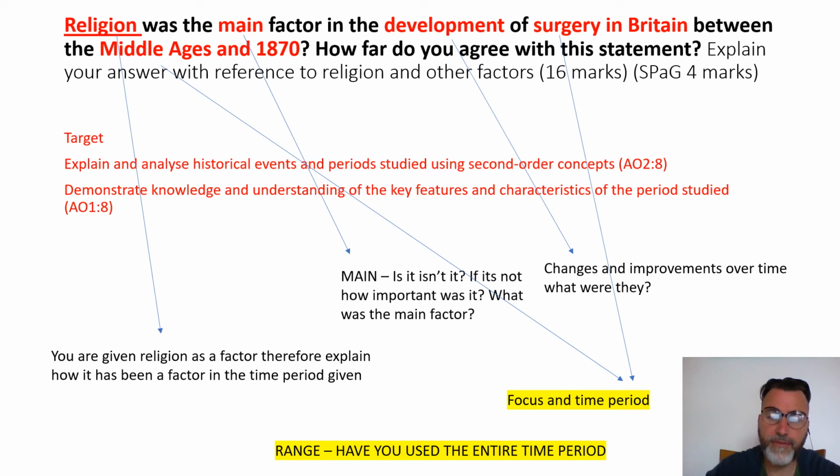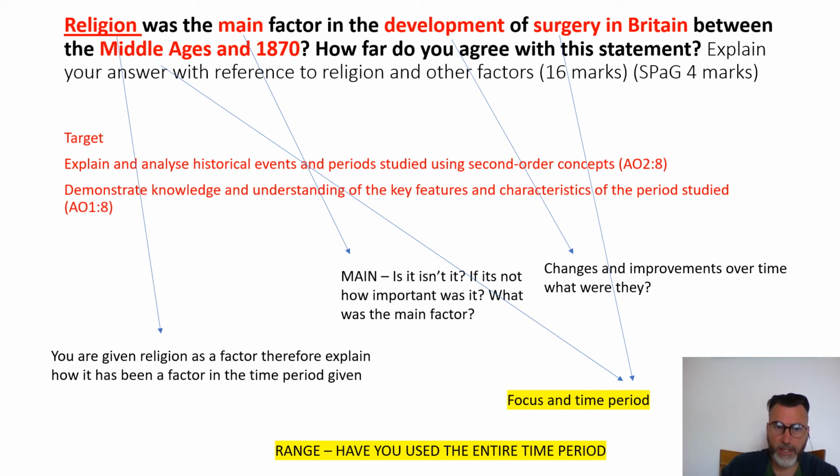And then finally, the 16-mark question, the biggie. Religion was the main factor in the development of surgery in Britain between the Middle Ages and 1870. How far do you agree with this statement? Explain your answer with reference to religion and other factors. So you've got religion, you've got to talk about it. It's giving you that as the factor. You must explain how important religion is.